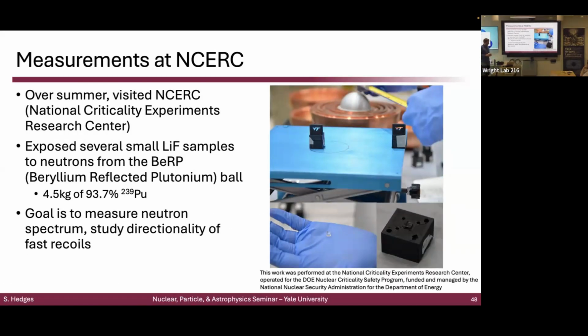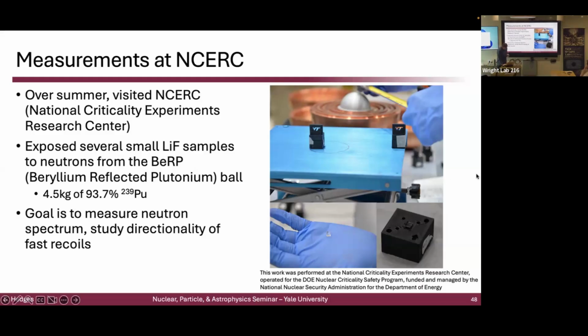Then finally, I've talked a lot about the fundamental physics applications for neutrinos and dark matter. There also are potential safeguard applications for this. Over the summer, we visited the National Criticality Experiments Research Center, or NCERC. We exposed several of our small lithium fluoride samples to neutrons from the Burke ball, which is beryllium-reflected plutonium. It has about 4.5 kilograms of weapons grade plutonium. And with this, our goal is to measure the neutron spectrum emitted from this Burke ball, as well as study the directionality of the fast recoils using these passive detectors as a proof of concept.